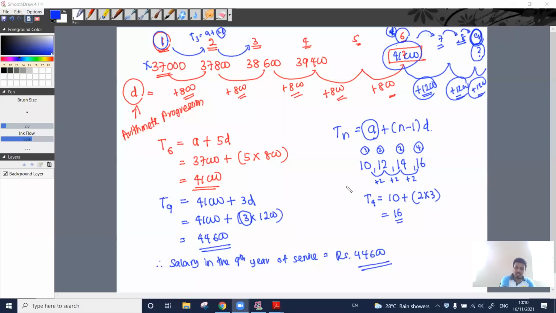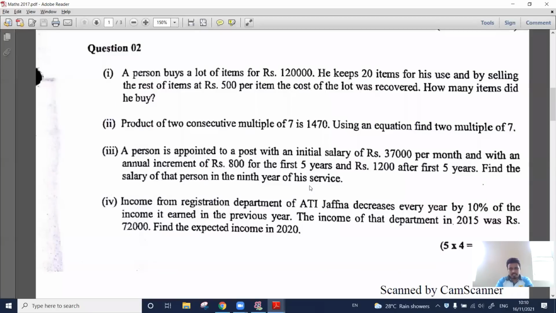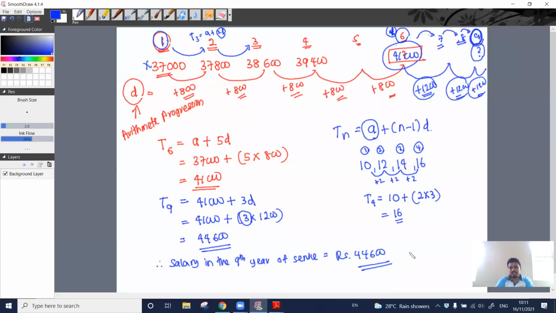The answer should be 44,600. That is part 3. If you got the final answer as 44,600, then give 5 marks, otherwise 0. Okay, final answer 44,600, right, allocate 5 marks, otherwise 0.